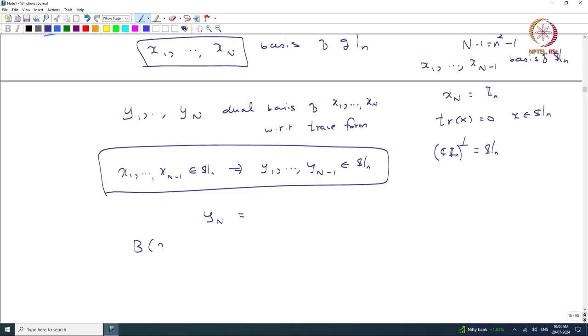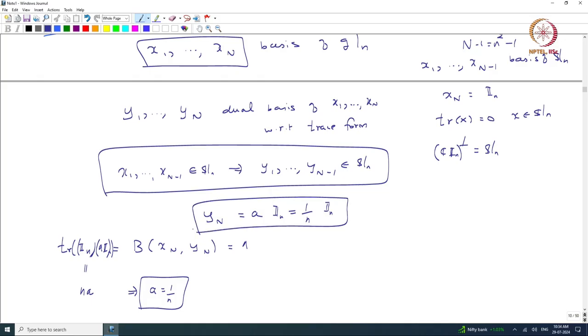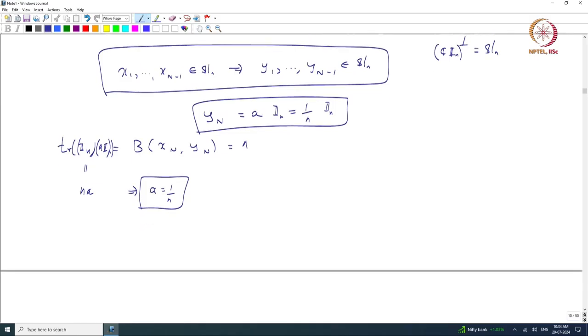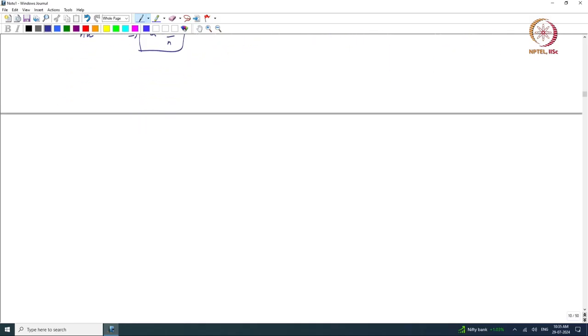Basically the value b of x n, y n should be 1, but this is nothing but the trace of identity, and this is going to be some scalar. So the product is going to be exactly A times identity, so this is N A. That implies A is just 1 by N. So this is going to be just 1 by N times identity. Okay. So now with this, let us compute what will happen to the Casimir operator defined on V tensor W.